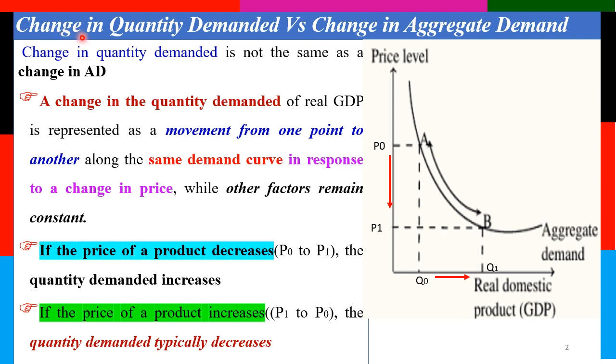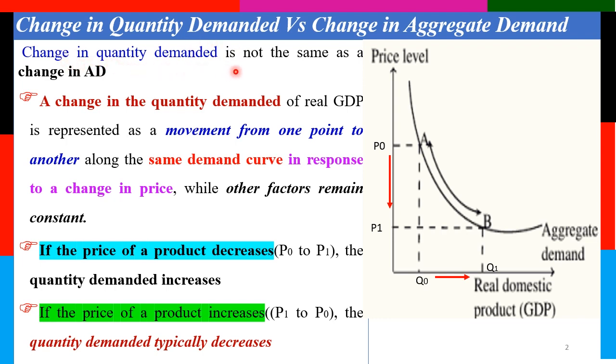From the last discussion about the concept of aggregate demand, I think you can get some important points from the definition of what we mean by aggregate demand and the components of aggregate demand. Again, the factors that can influence aggregate demand. In today's tutorial, we are going to discuss change in quantity demanded versus change in aggregate demand. Let's see each of them one by one.